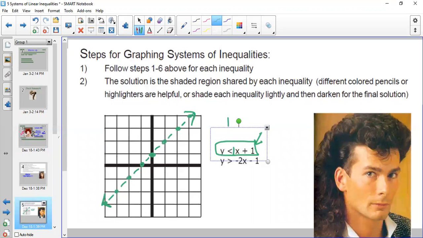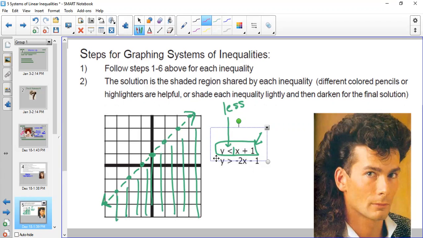So the shading was based upon your inequality. I told you this was kind of the shortcut yesterday. So we have a less than symbol. Less, you think down. So I'm going to pick a point and shade below. So in this inequality, we would shade below that line.